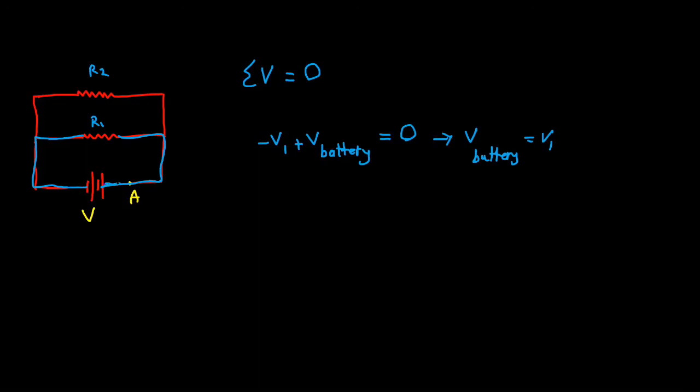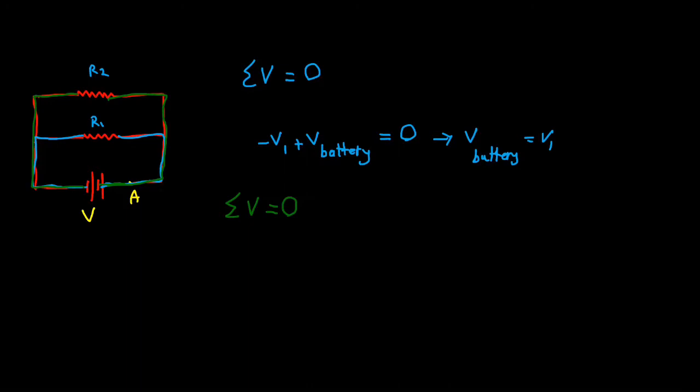Second loop actually is this one, the green one, if you can see. Okay, so I write again sigma V equals 0. And again, I look at a charged particle from point A, moving in loop number 2, going all the way here and going through R2, that is a resistor.